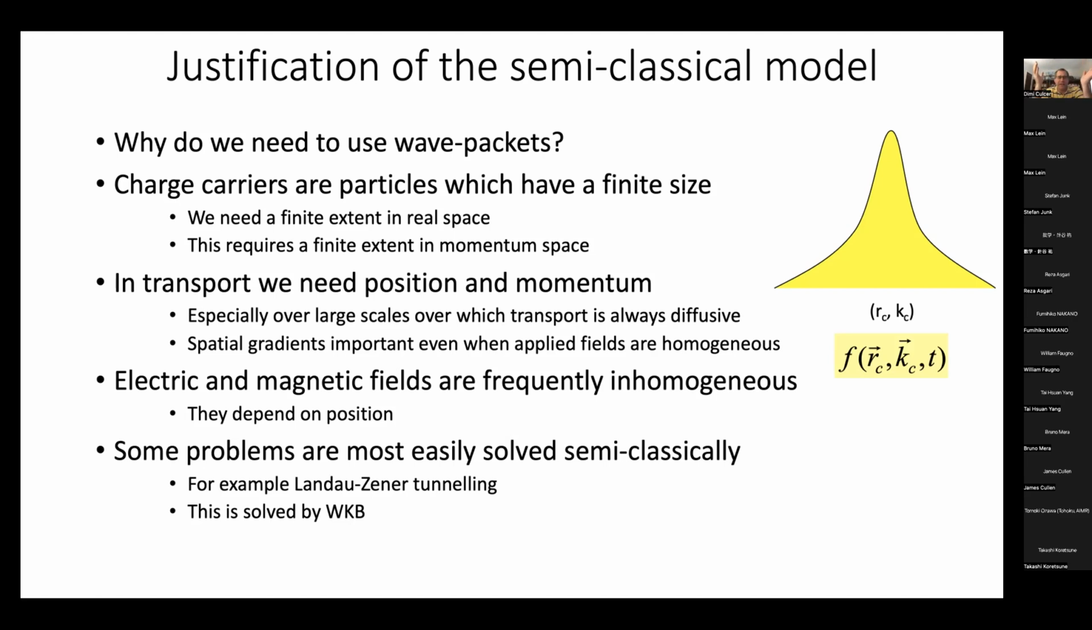The wave function has a finite extent in real space and a finite extent in momentum space. These, of course, have to be consistent with the uncertainty principle. And in transport, we have to talk about trajectories. So we have to talk about where the particle is and where the particle is going. So we have a wave packet that is centered at RC in real space. Maybe you guys can see my cursor, and it's centered at KC in momentum space. And then we have a distribution of wave packets as a function of RC and KC inside the sample. And then this distribution obeys the Boltzmann equation.